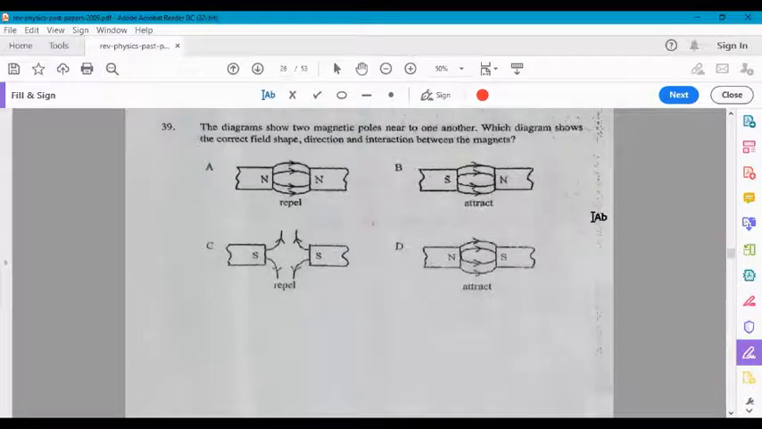Number 39, this one is about magnetic fields for bar magnets. So I'm just going to write a couple of ground rules. First we need to remember that the lines go from north to south. When they're attracting, the lines are joined, and when they're repelling, we have an empty space in the middle. Okay, so I'll give you a second to look at these and see if you can figure out which one is the right answer. Pause it.